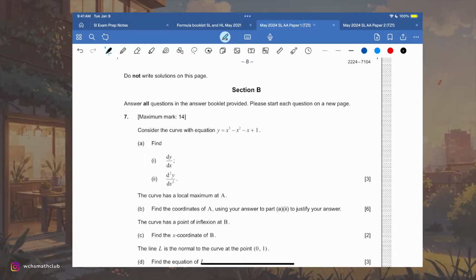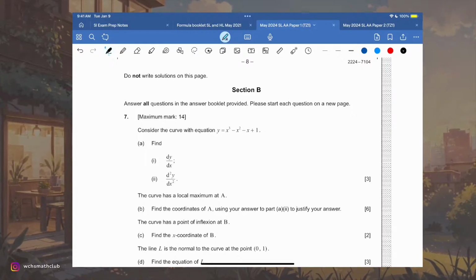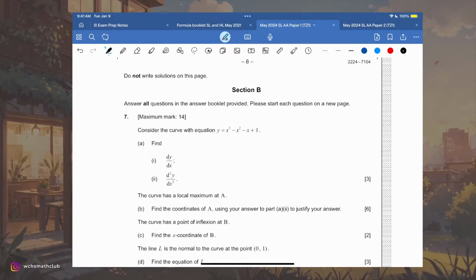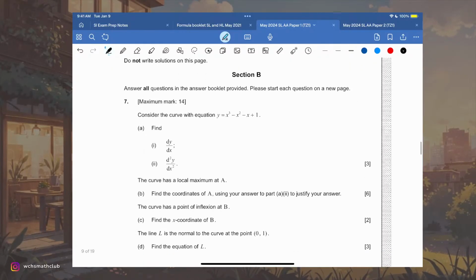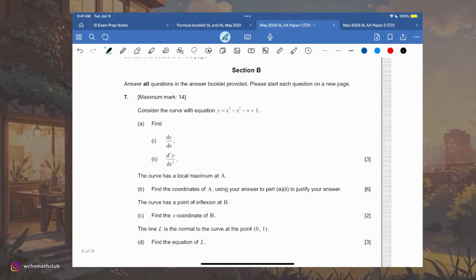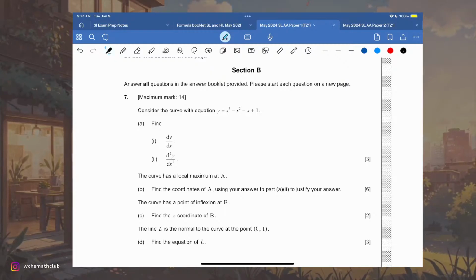Okay, hi guys, welcome back. Now we'll move on to section B of this paper. First question, consider the curve with equation y equals x to the power 3 minus x squared minus x plus 1. So part A, I find dy over dx.